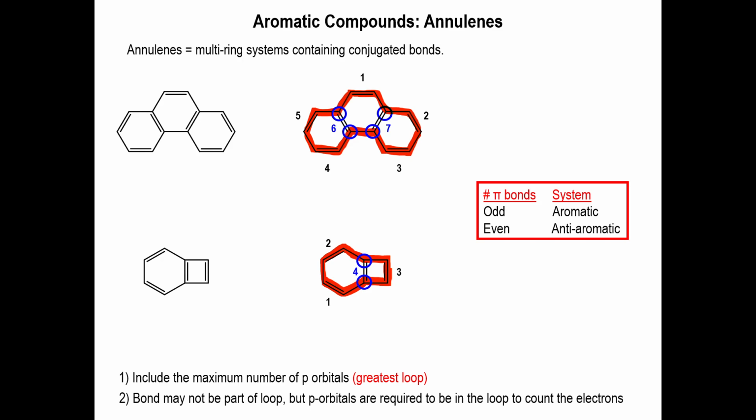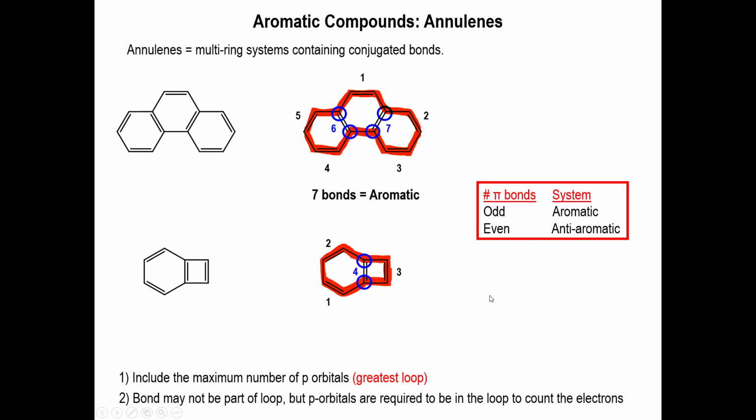So, counting all these pi electrons, right? I told you, count the ones in the periphery, but then acknowledge the pi bonds that are still present in that loop as a result of the polyconjugation. We're counting those too as well. We have 7 in total in this one. That's an odd number, so that will say that this whole thing is aromatic.